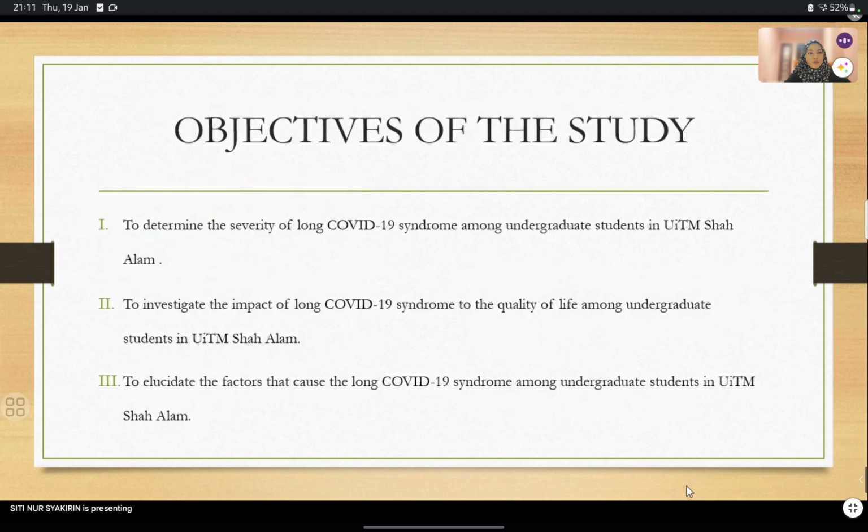So these are the objectives of my study, which are to determine the severity of long COVID-19 syndrome among undergraduate Shah Alam students, to investigate the impact of long COVID-19 syndrome on the quality of life among the undergraduate students, and also to elucidate the factors that cause long COVID-19 syndrome among the undergraduate students in UiTM Shah Alam.